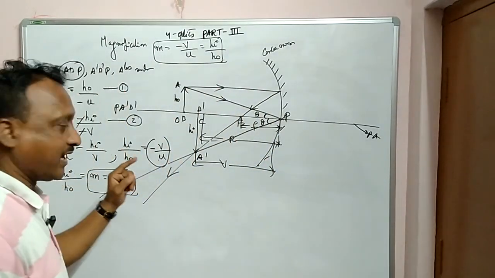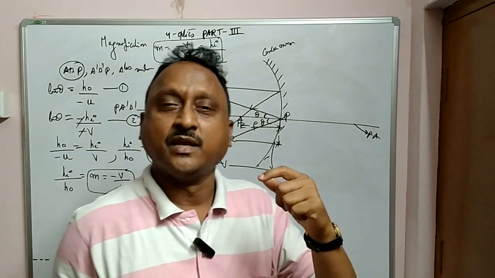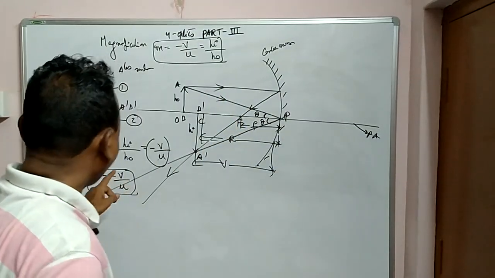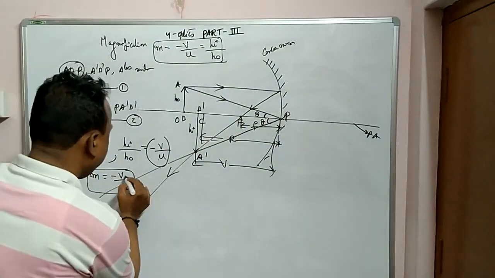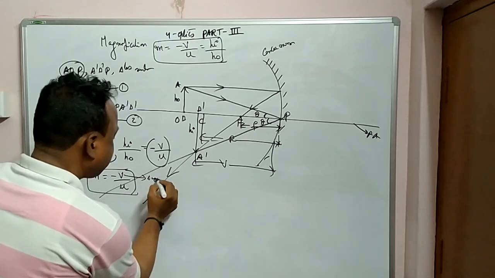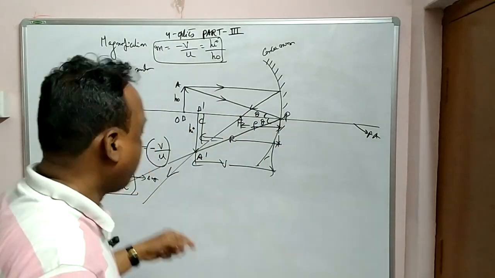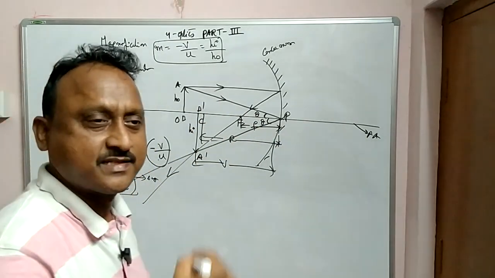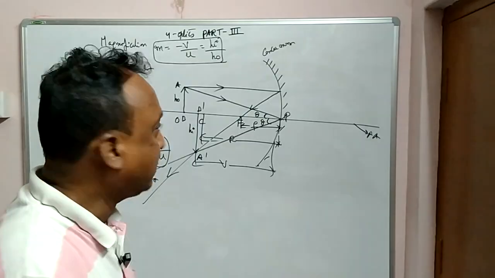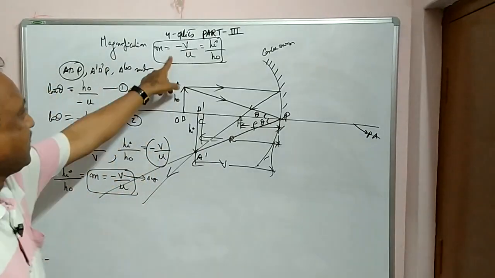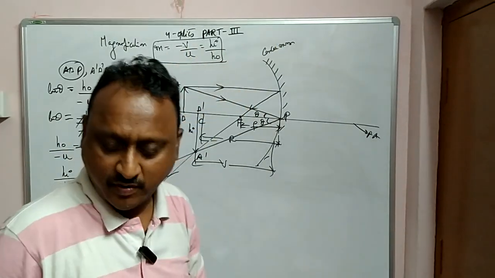Therefore, in mirrors, the magnification formula is linear magnification, okay? So the magnification in mirrors is taken as minus V by U, where V is the image distance taken always from the pole and U is the object distance taken always from the pole. So this is how you can derive the magnification for mirrors.